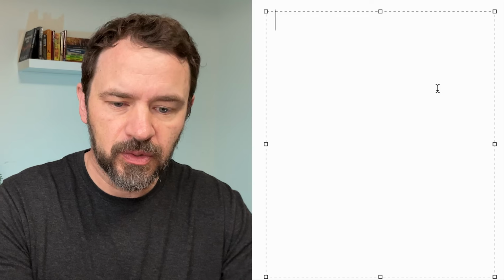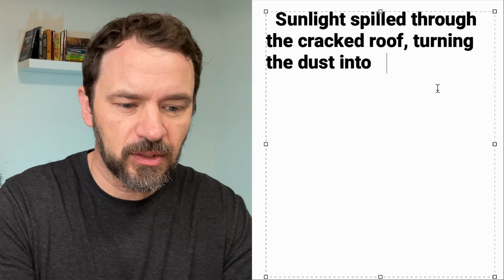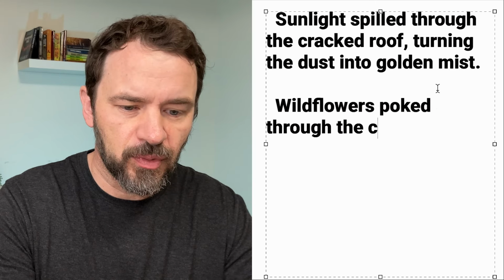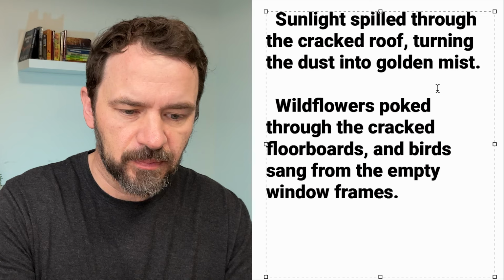So let's start actually writing out a potentially good showy example to improve on it. Sunlight spilled through the cracked roof, turning the dust into golden mist. Wildflowers poked through the cracked floorboards, and birds sang from the empty window frames. You don't have to do this every time. Sometimes a tree is just a tree, and a house is just a house.